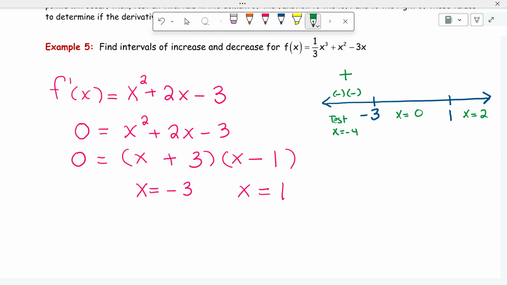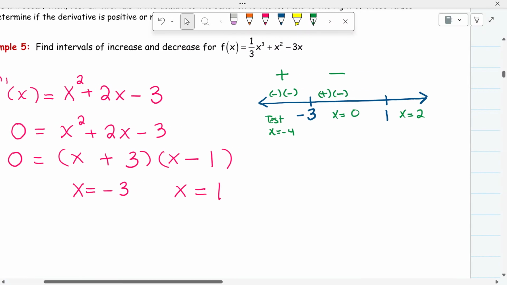So now if I test 0, if I put 0 into the x plus 3, I get a positive number. And if you hate just saying positive and you want to put a 3 there, can you do that? Right? Because I don't care what the number is. I just need to know if it's positive or negative. But if you want to put the number in, fill your boots, it's good. Right? And then if I put a 0 in, 0 minus 1 is a negative number. Right? So then between -3 and 1, it's decreasing.